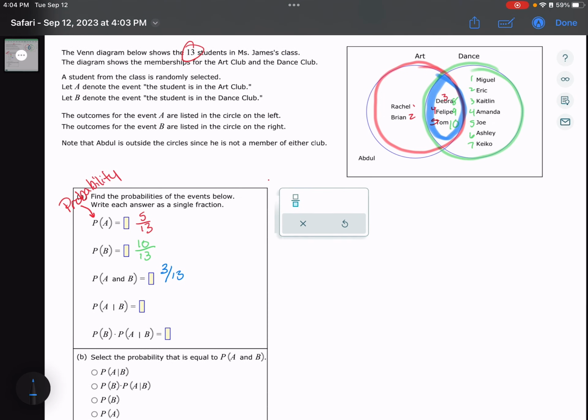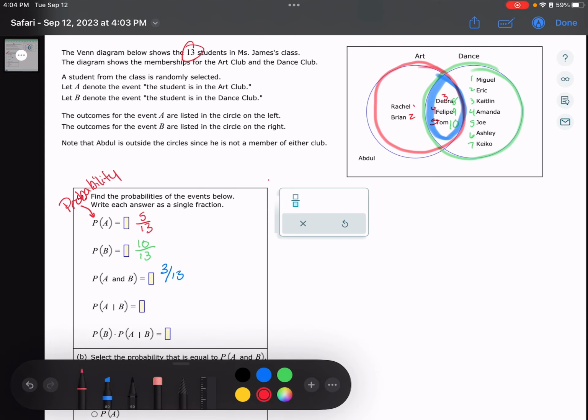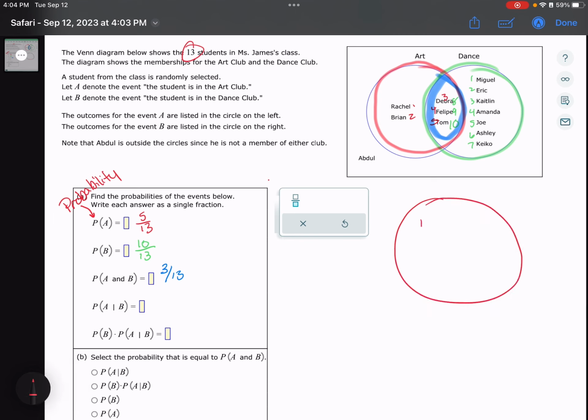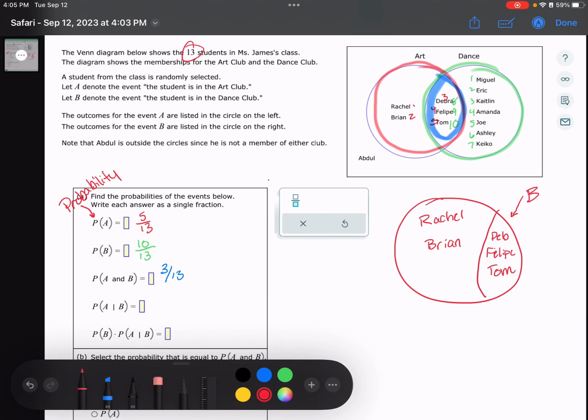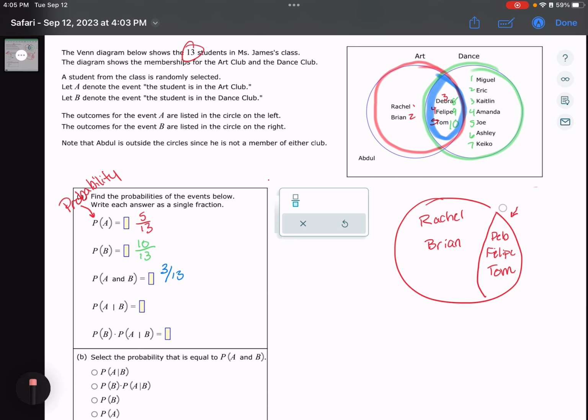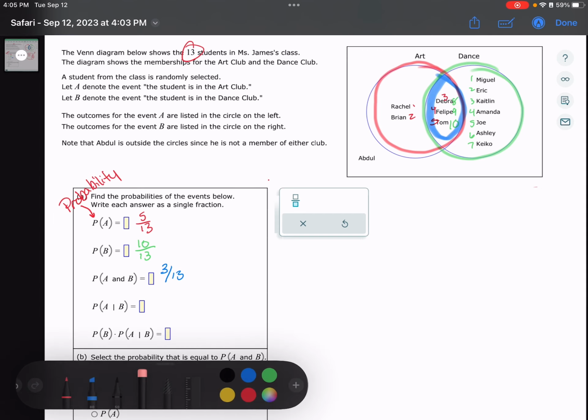The next one is the probability of A given B. So I am only given that red circle with Rachel, Brian, Deborah, Felipe, and Tom. This section here was originally in B, and I did that backwards. We were given circle B. So hang on, I'm going to erase that. We were given the green circle.